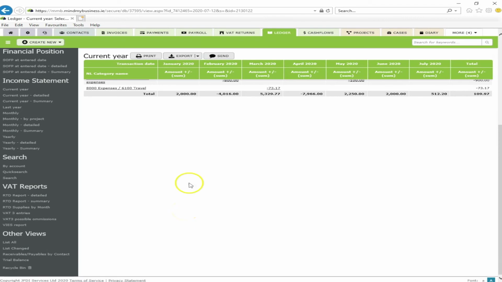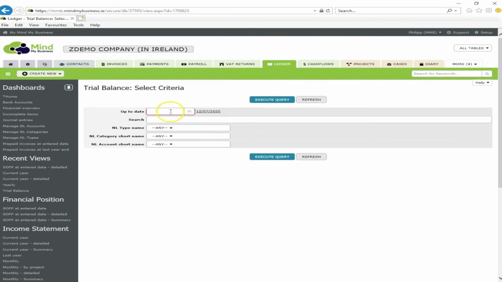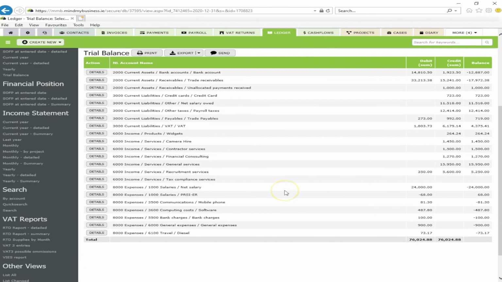Finally, let's go to the last report. This is the one that you hand over to your accountant at the end of the year. It's called the trial balance. It's unlikely that you'll have much use for it during the year, but your accountant wants to see it. So let's give it a date of the end of the year. And this is the information that your accountant uses to do your year-end accounts.